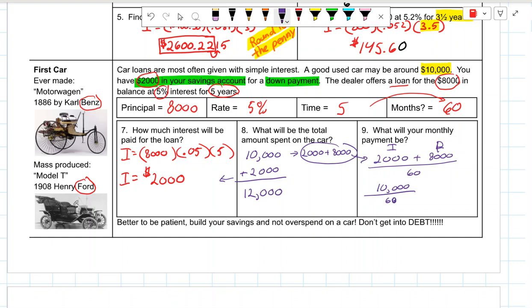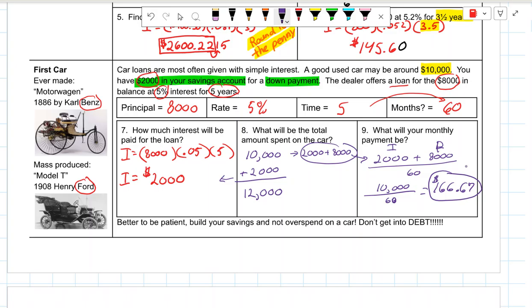So 10,000 divided by 60, and our answer is 166. I'm going to round what I see on the screen. So every month for the next 60 months, you'll pay $166.67, regardless if you have a job or not. So you got to get prepared.